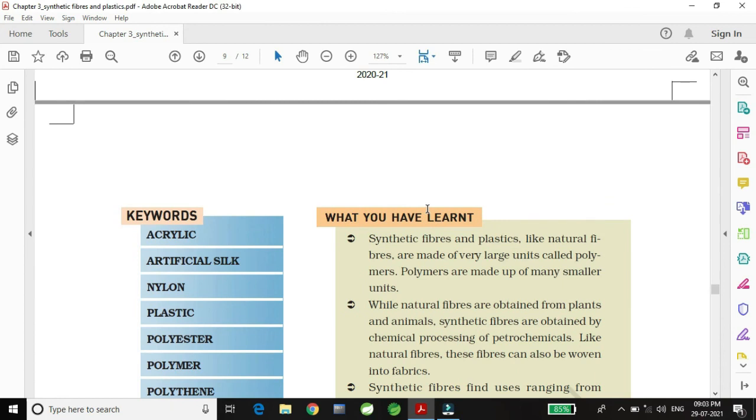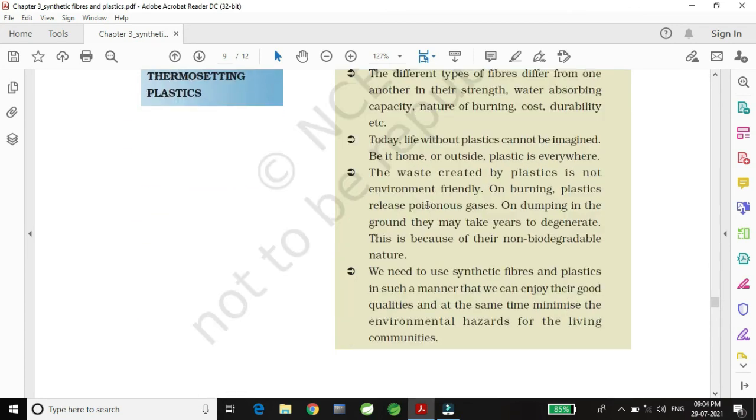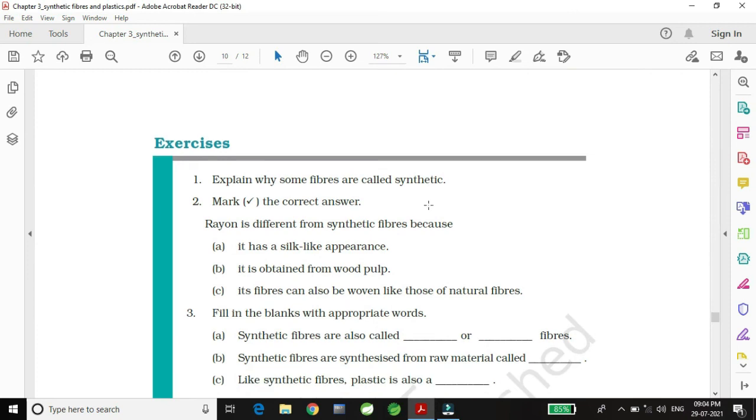So we have completed our chapter, and in the next part we will discuss the exercise questions.